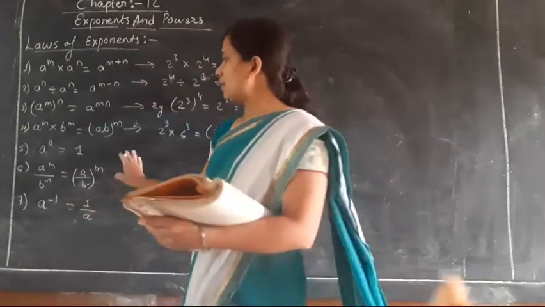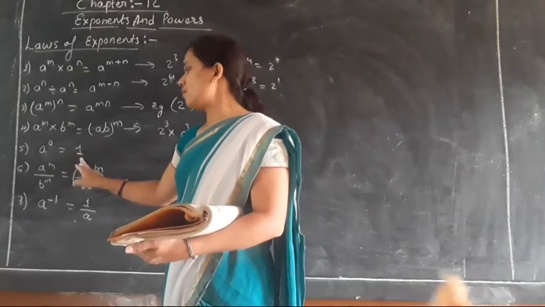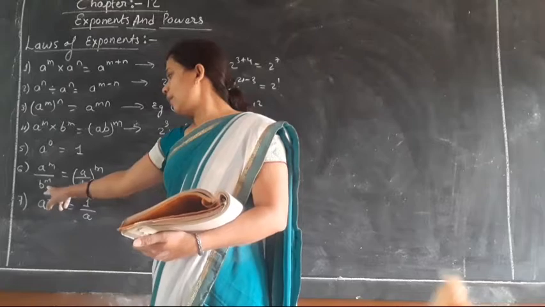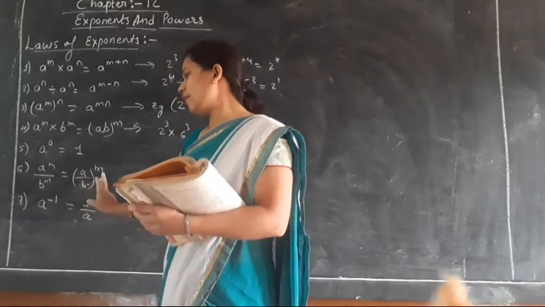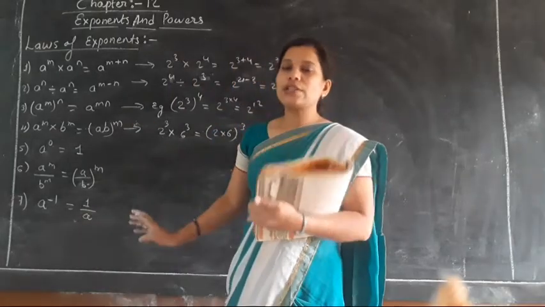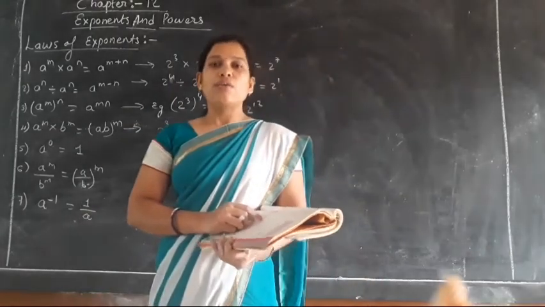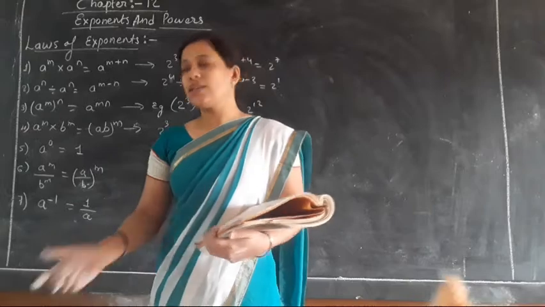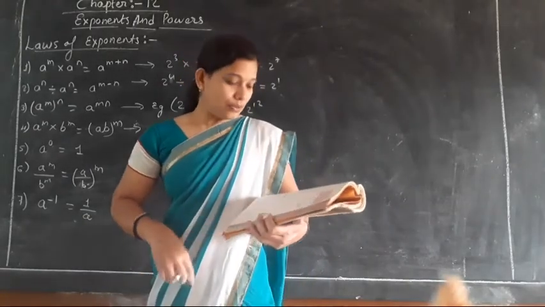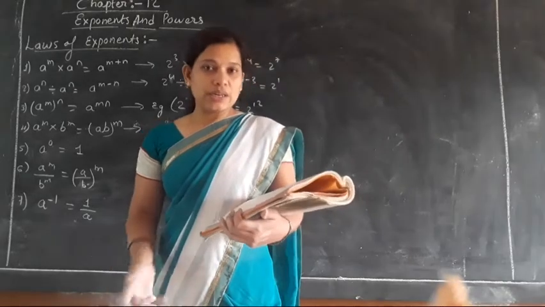Moving toward the next one, we are having a to the power 0 is equals to 1. This is the value. Okay, a to the power m by b to the power m is equals to a upon b whole to the power m. A to the power minus 1 is equals to 1 upon a. So these are the laws of exponent which you have to use in the questions while doing the exercise. These laws of exponent you people are studying from class 6th. Okay. So the same thing we are going to study here also.